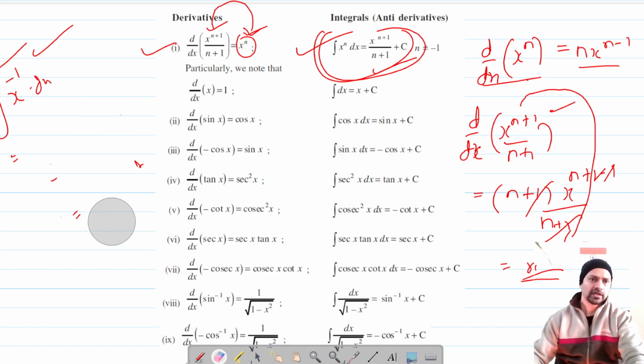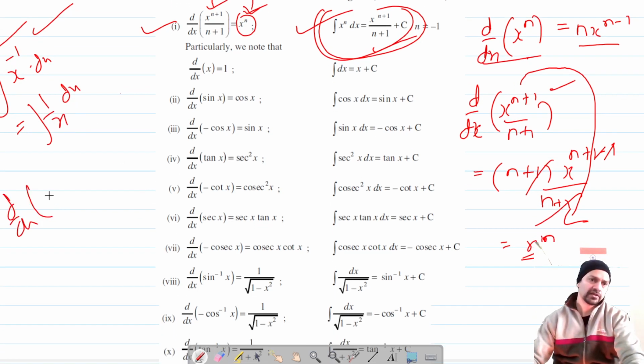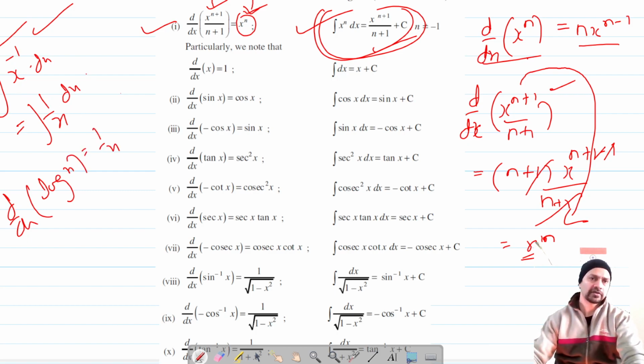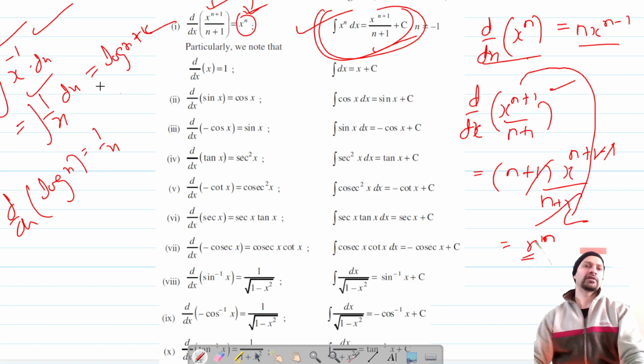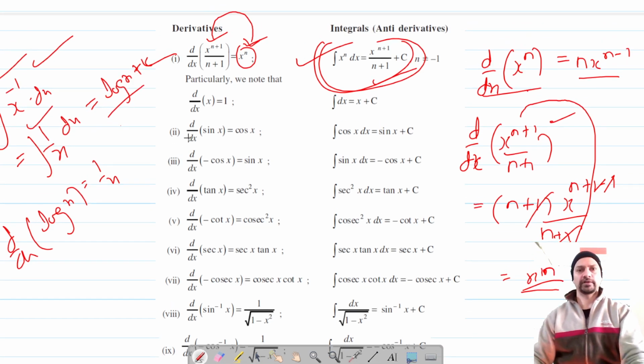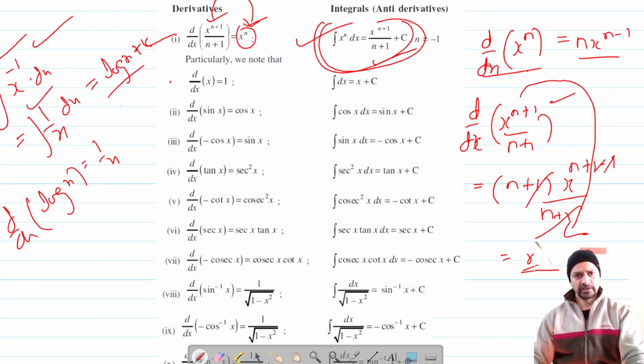Instead of using this, we will just write x raised power minus 1 as 1 by x. And we know that the differentiation of log x is 1 by x. So the integration of 1 by x will be log x plus c. So for x raised power minus 1, which is 1 by x, the integration is log x plus c. Similarly, differentiation of x is 1. So integration of 1 will be x plus c.